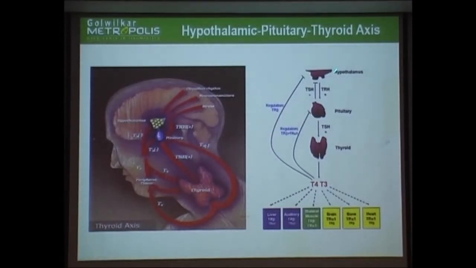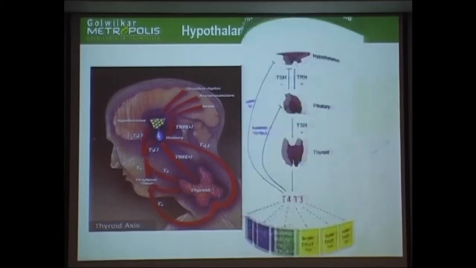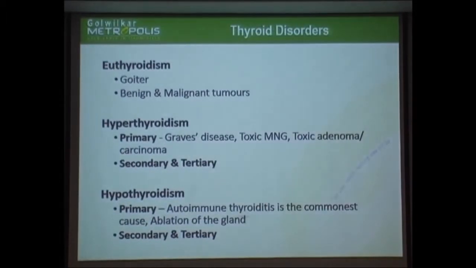HPT axis has already been dealt with. Again, the important part is this negative feedback loop which exists between the T3, T4, which is acting peripherally on the hypothalamus and pituitary through the TR beta receptors. Thyroid disorders are broadly classified into 3 types: the euthyroid states, hyper and hypothyroid states.